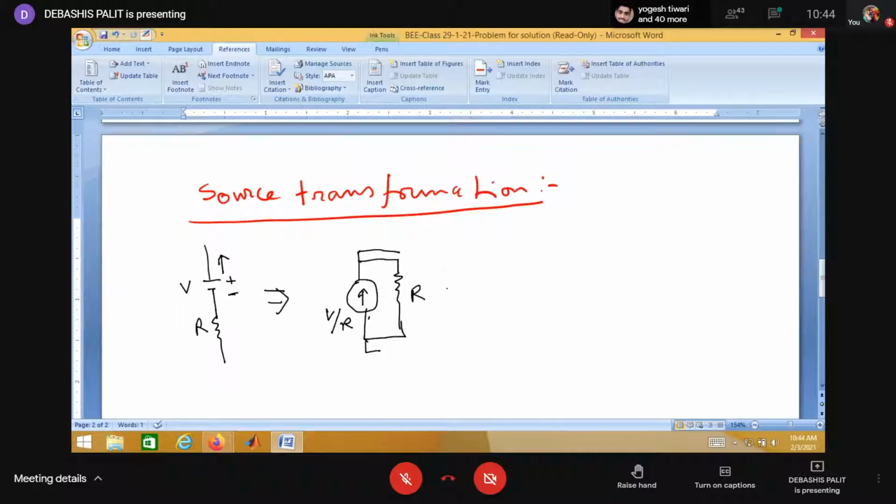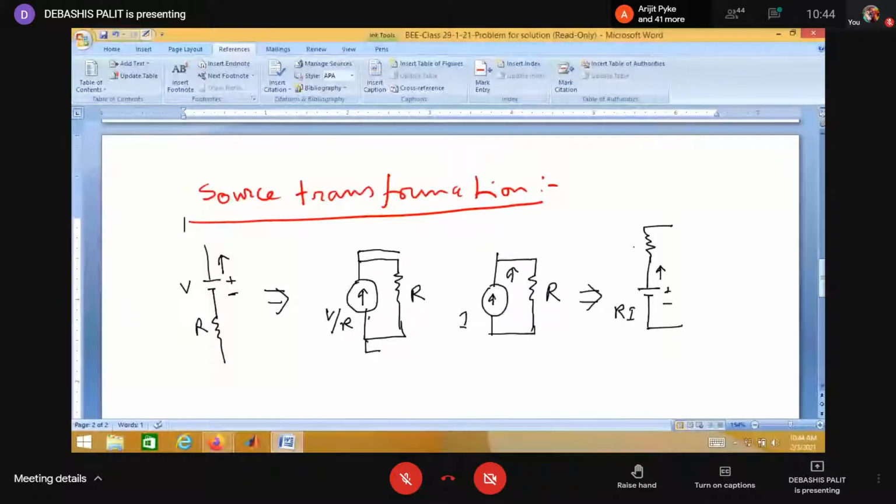Vice versa, it is applicable when there is a current source and a parallel resistance. If it is I and resistance is R, it can be equivalently considered as a voltage source. Since the current is driving in the upward direction, the voltage source polarity should be in the upward direction, plus minus, and a series resistance is there. And this source voltage should be R into I, and the resistance will be the same.